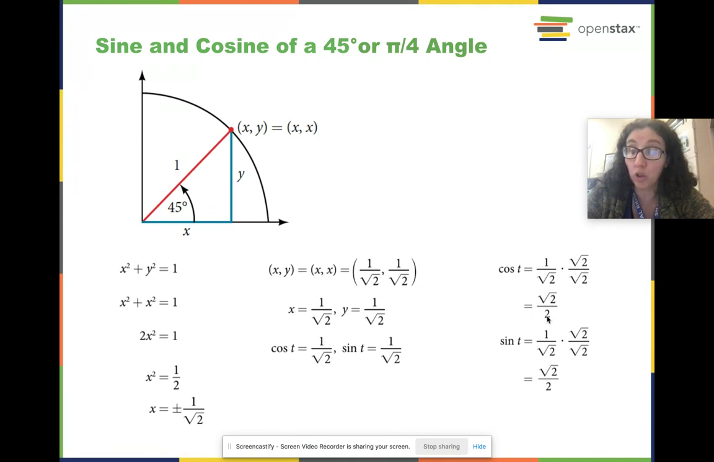We get square root of 2 over 2, and we can do the same thing for sine. So both the cosine and the sine have the same value, which is what we expected. It's square root of 2 over 2. This is square root of 2 over 2, this is square root of 2 over 2. We're going to come back to that, and that's something you're going to have to know. Sine of pi fourths and cosine of pi fourths are square root of 2 over 2.